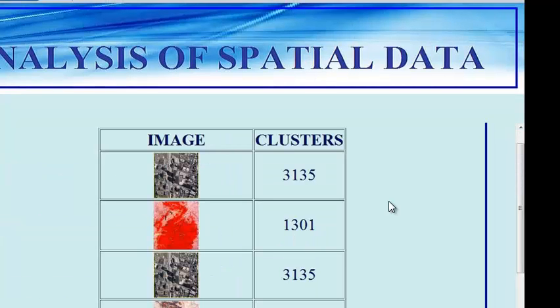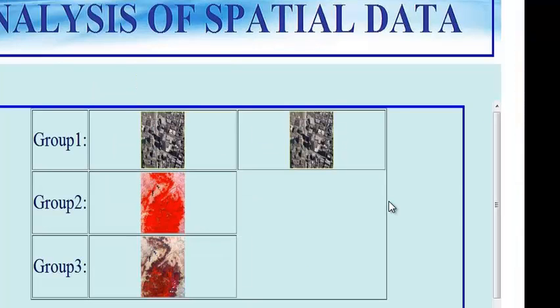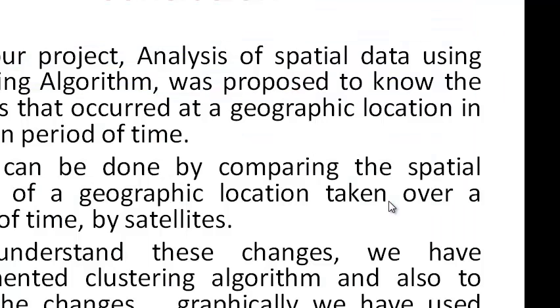These are the respective cluster values for all the images which we have chosen. And as we have chosen image 1 and image 3, we get similar cluster values. And image 2 and image 4 have different cluster values. The images which have similar cluster values are grouped into one group, and the images which have different cluster values are grouped into another. The images in the same group are same, and the images in different groups are different.